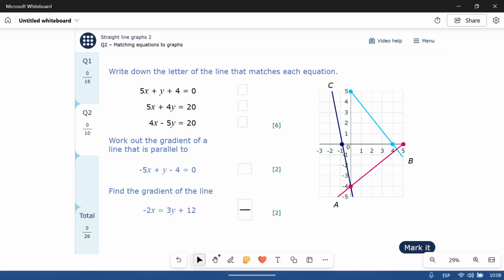Alright, okay. We need to match up the equations and the graphs. Okay, let's look at this one.